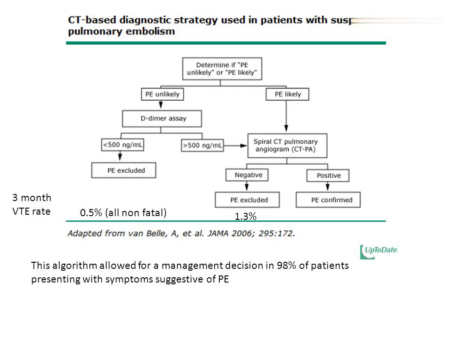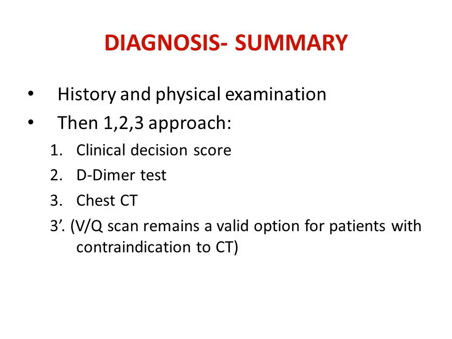Three-month VTE rate: 0.5%, all non-fatal; 1.3%. This algorithm allowed for a management decision in 98% of patients presenting with symptoms suggestive of PE. Diagnosis summary: history and physical examination, then a 1, 2, 3 approach: 1, clinical decision score; 2, D-dimer test; 3, chest CT. VQ scan remains a valid option for patients with contraindication to CT.